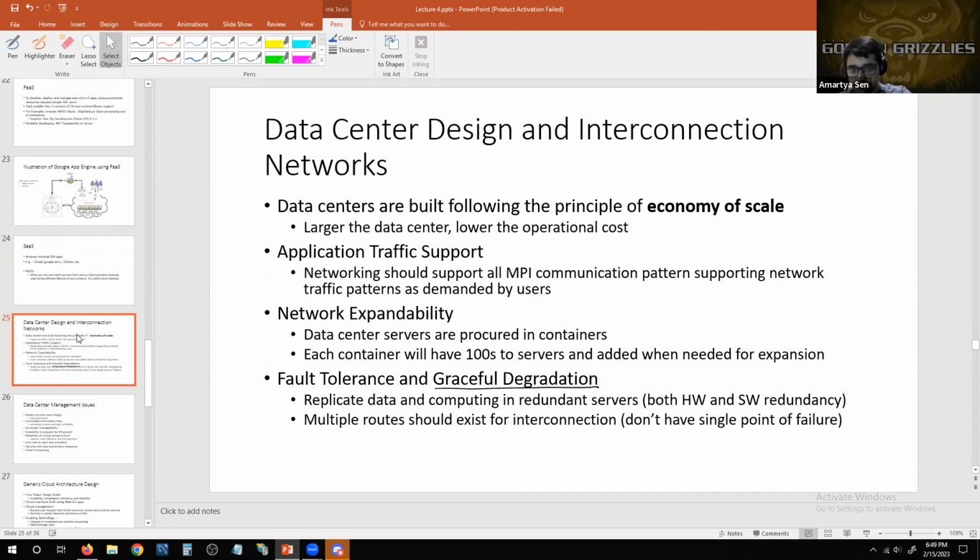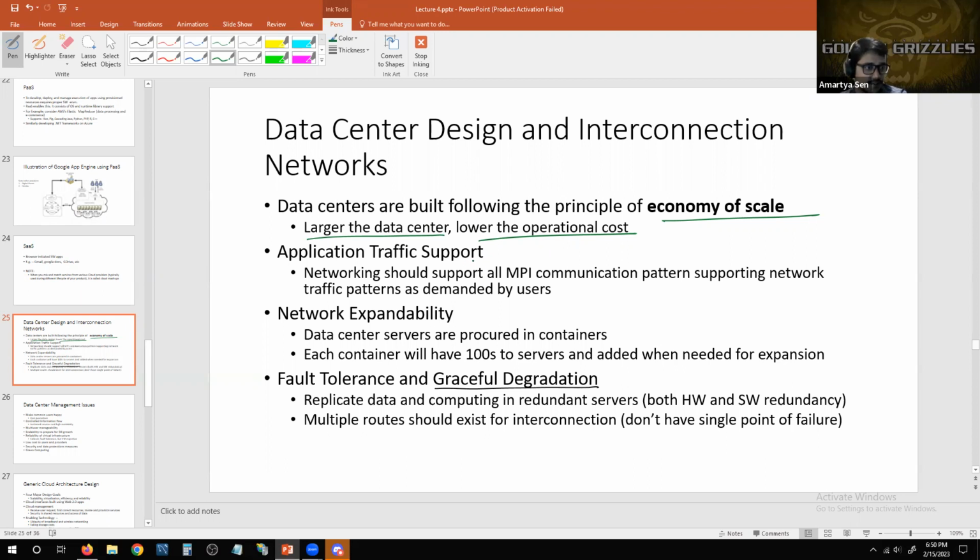Okay, so moving on to data center, the first and foremost topic that we will have to keep in mind is when you're building a data center, you have to be aware of what is known as the economy of scale. And the describing factor for the economy of scale is that the larger your data center is, the lower is going to be the operational cost. Can somebody comment on this? It seems a little bit counterintuitive if you're not familiar with this concept, right?